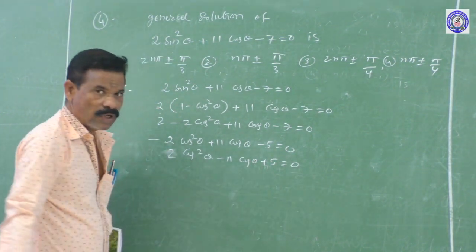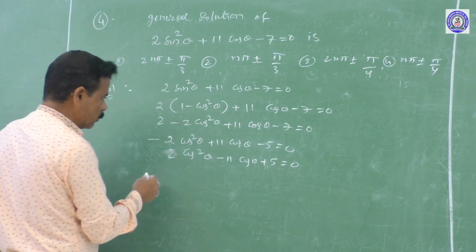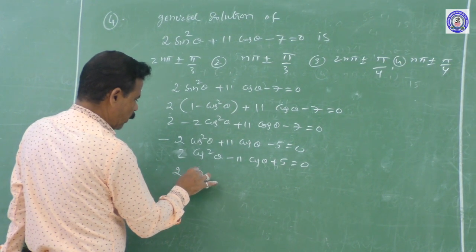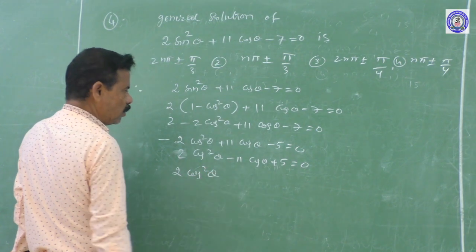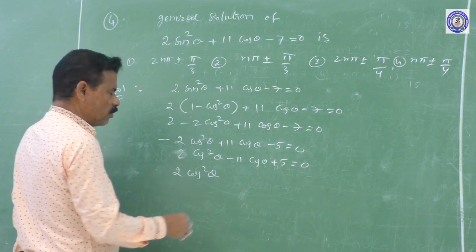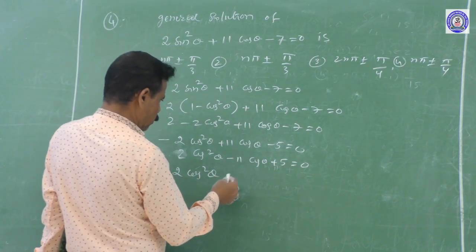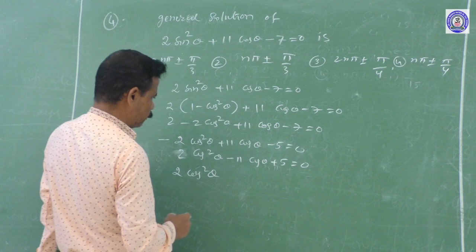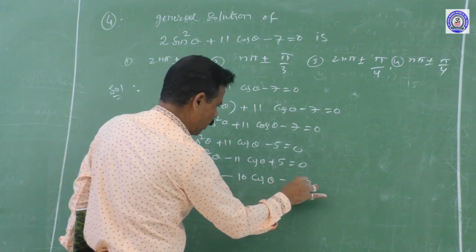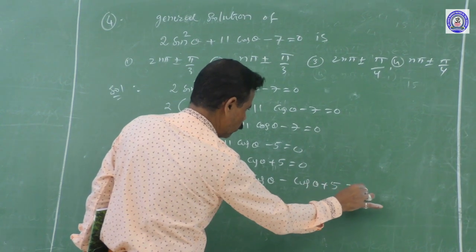Here the factors of 2 into 5 is 10. So 2 cos square theta, 2 into 5 is 10, minus 10 cos theta minus cos theta plus 5 is equal to 0.